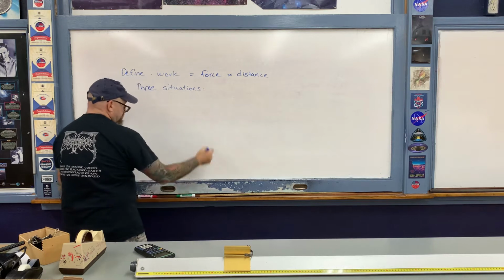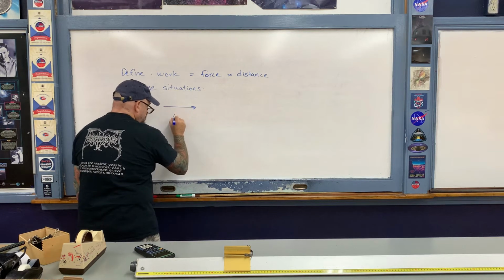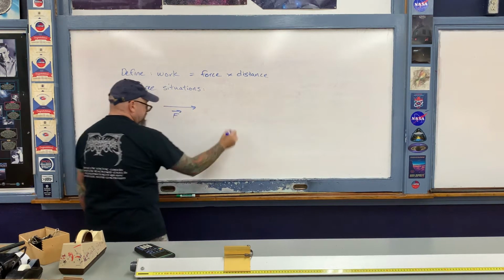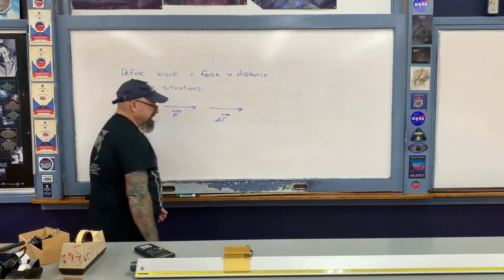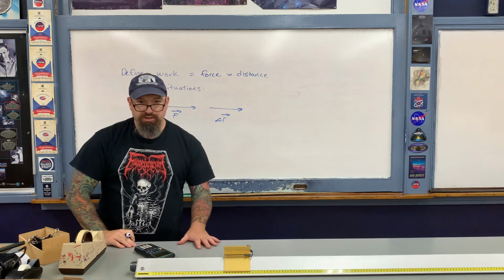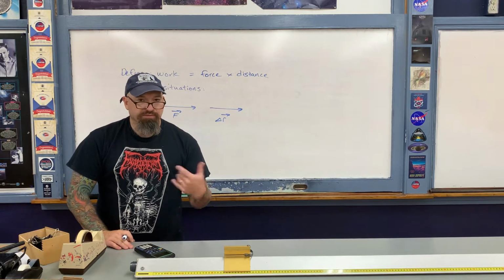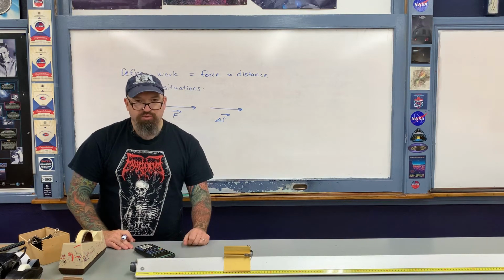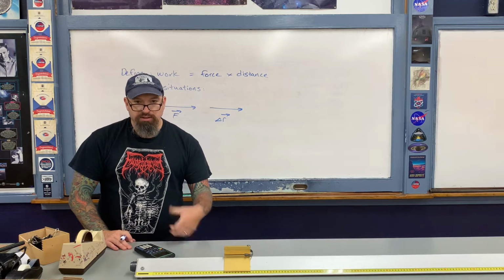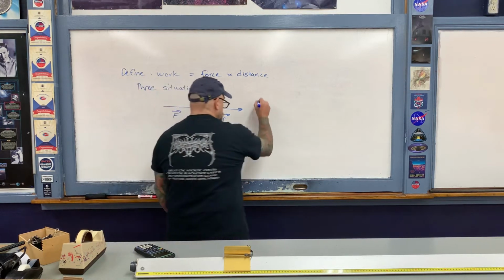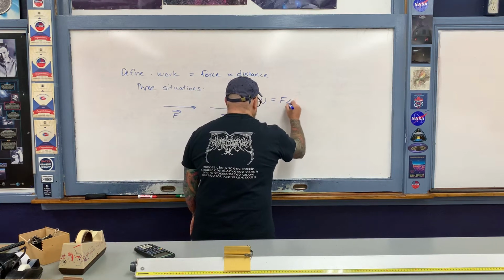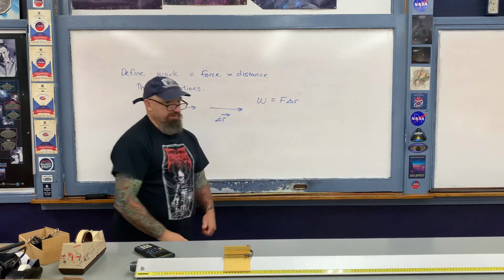The first situation is if the force vector, I'm going to call it F, and the displacement vector, which is usually referred to as delta R, are pointing in the same direction. If the force vector and the displacement vector are pointing in the same direction, then the definition of work is just simply written as force times distance. The work is equal to the force vector multiplied by the displacement vector.